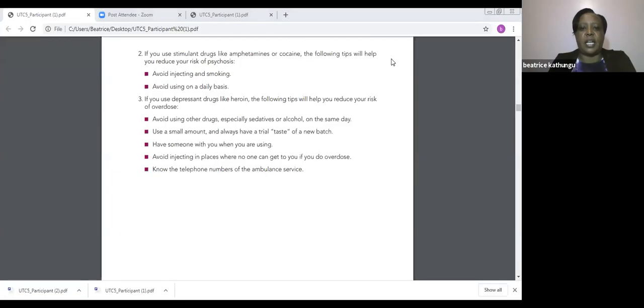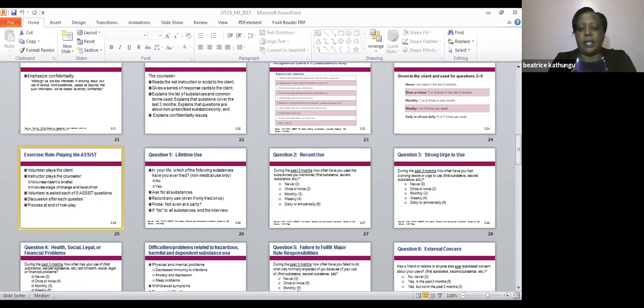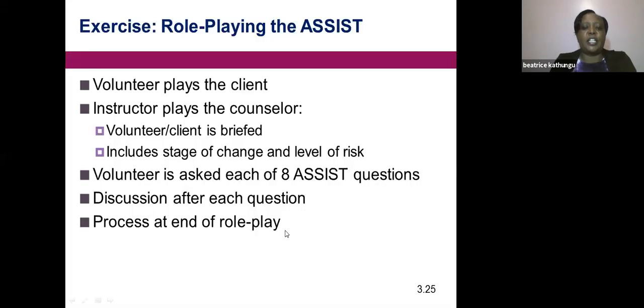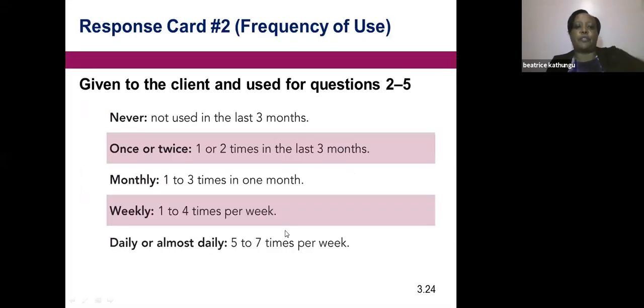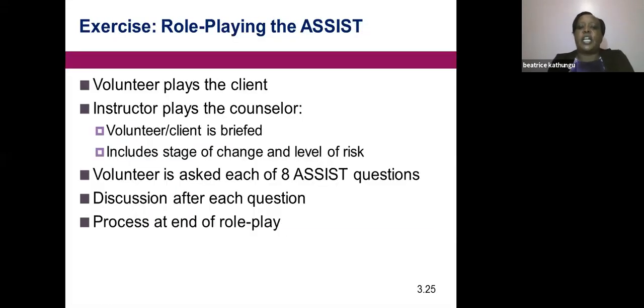So I'm going to stop sharing that, and now I'm going to go to the PowerPoint to take us where we left last time. If you remember, just before we ended, Moses had taken us through much of that information, and now we were to do the role play. So I'm going to introduce how we shall be administering the ASSIST, and after that, we shall go to the actual administration of the ASSIST.